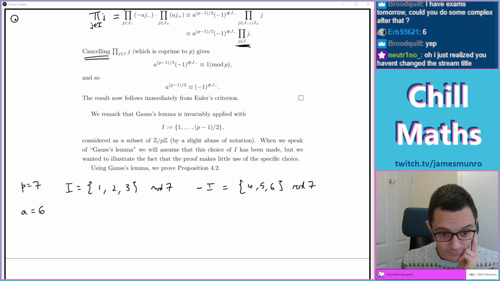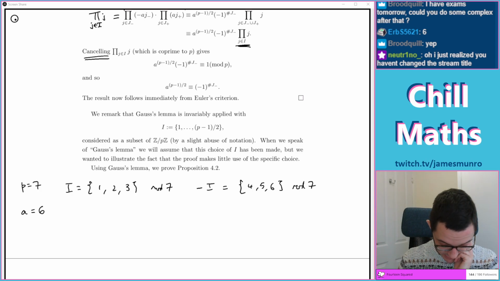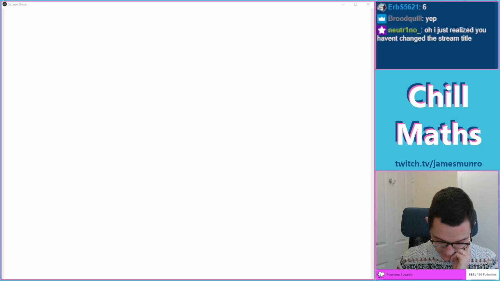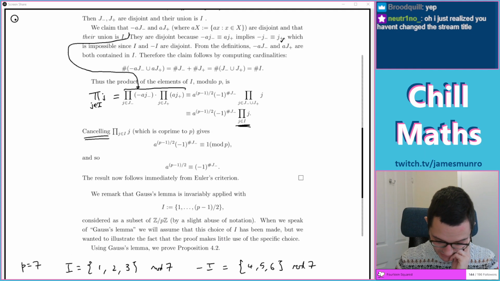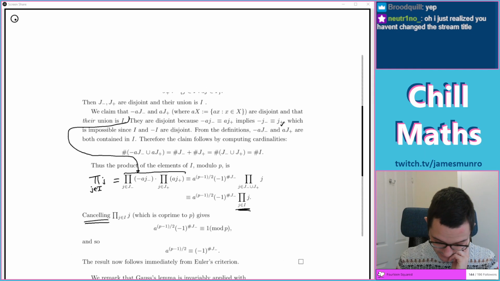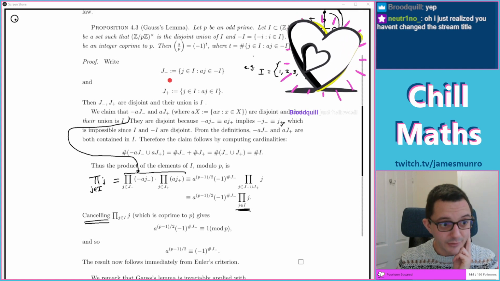Okay. So Gauss wants to consider the following sets: J minus and J plus. J minus is the set of things in a.